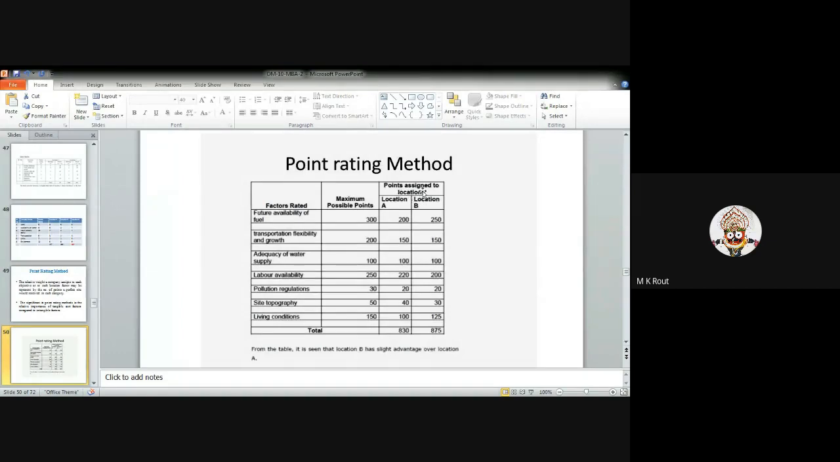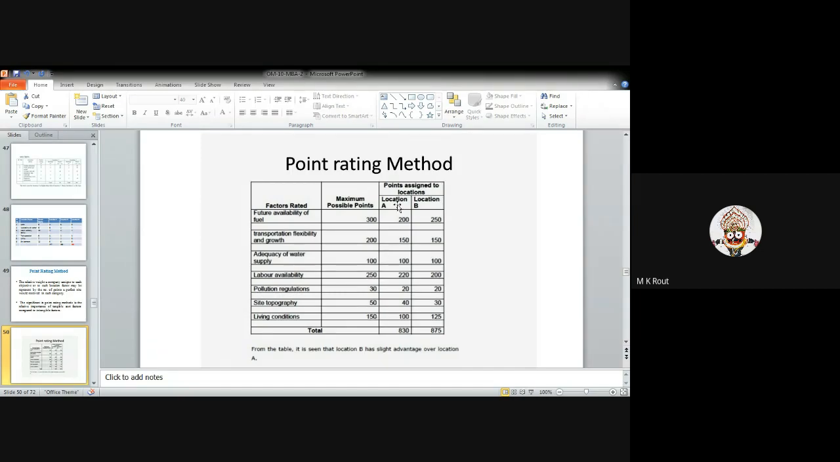And the company's points are assigned to location A and location B. In case of location A, with reference to future availability of fuel, location A gets 200 out of 300. Similarly, for the second factor, they get 150 out of 200. For water supply, location A gets 100 out of 100. For labor availability, 220 out of 250. For pollution regulations, 20 out of 30. For site topography, 40 out of 50. For living conditions, 100 out of 150.